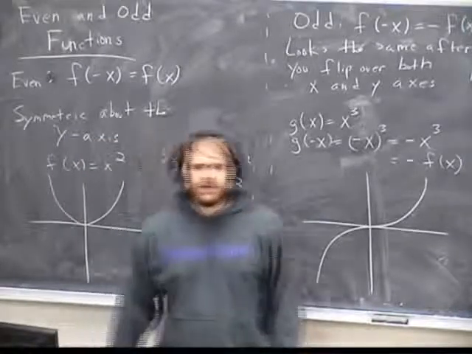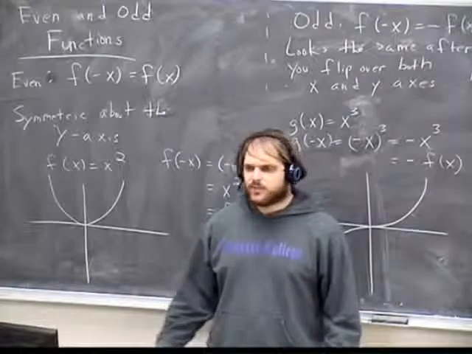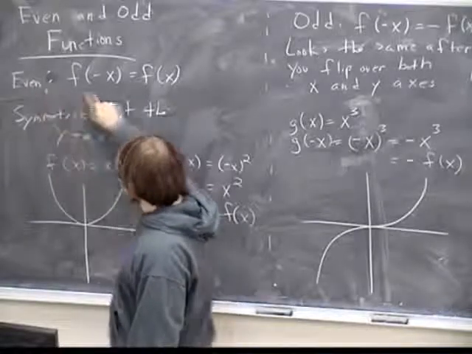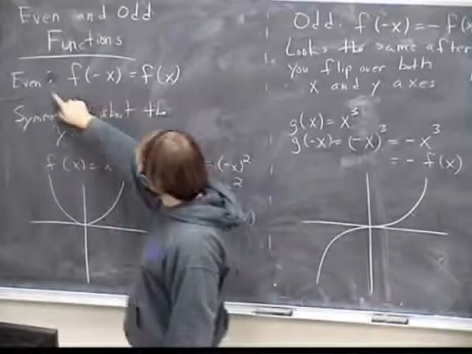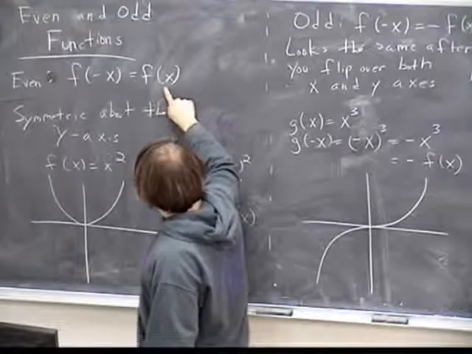Okay, so today we're going to talk about even and odd functions. These are functions that have special kind of symmetry properties. So here, for example, is a definition of an even function. A function f is even if f of minus x equals f of x.